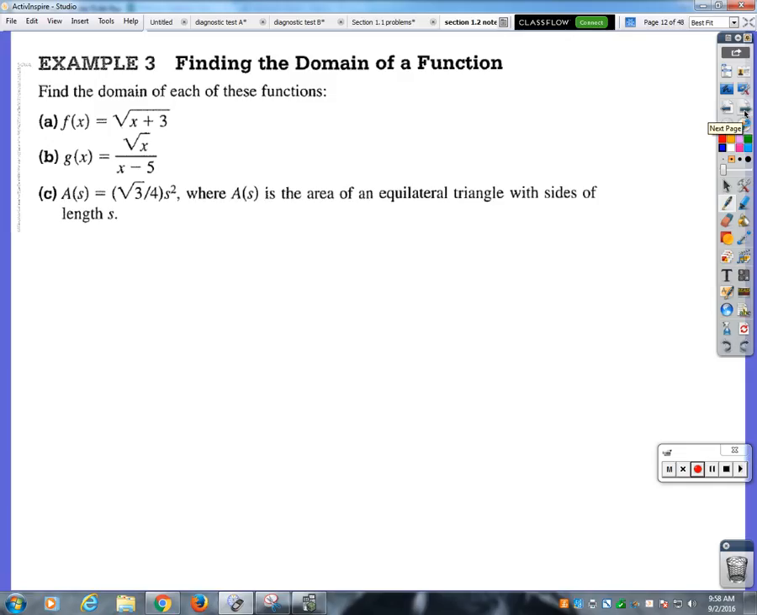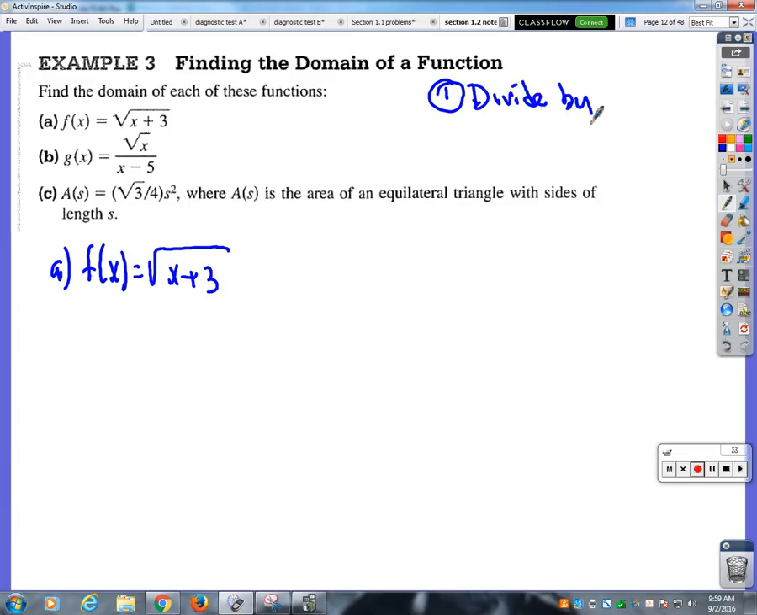Let's practice finding the domain of some functions. To start with, take a look at f of x equals the square root of x plus 3. What are the two basic laws of math that you can't break? You can't divide by 0. When we're looking for domain and range, we can't divide by 0. And what's the other thing we can't do? You can't take the square root of a negative number.